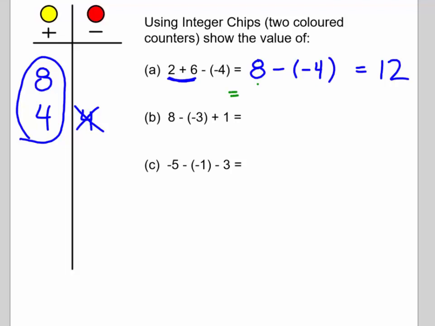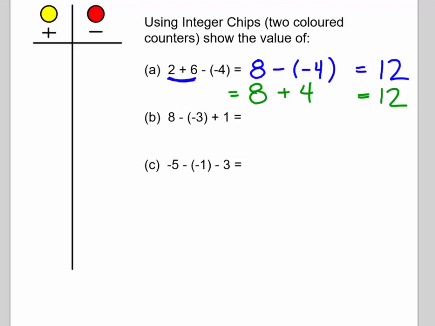If you want to try some other techniques, one other way you can write this as you get more comfortable is this is 8. Now, subtracting a negative is the same as adding a positive. Well, what's 8 plus 4? Well, it's still 12. Cool?